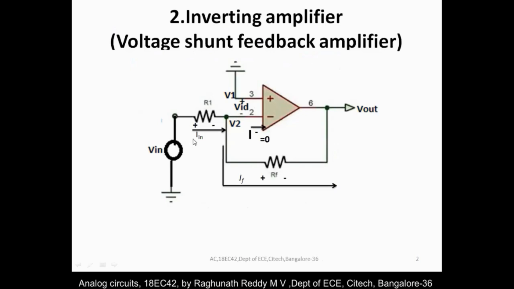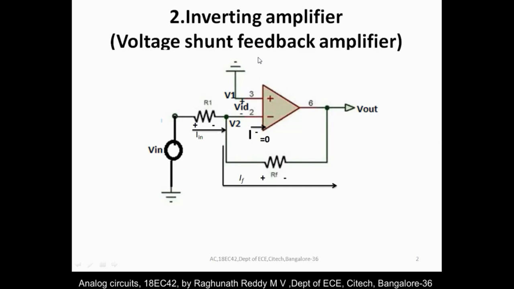Vin is applied to the inverting input terminal through the resistance R1, hence it is inverting. And output is taken through the RF and connected to the inverting input terminal. So we provided the negative feedback, hence it is called an inverting amplifier.